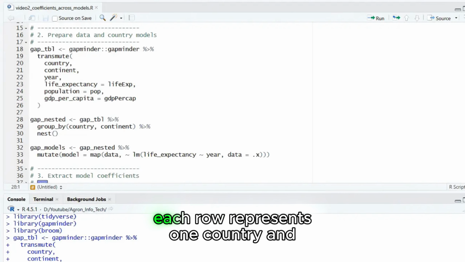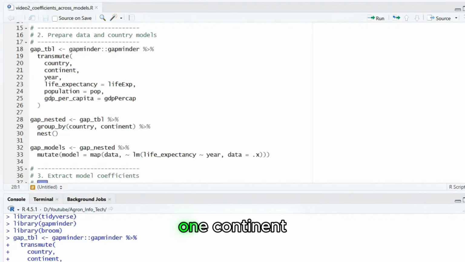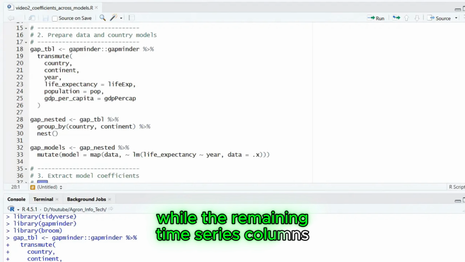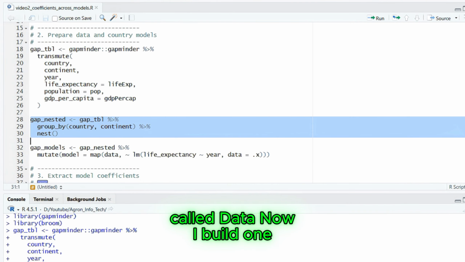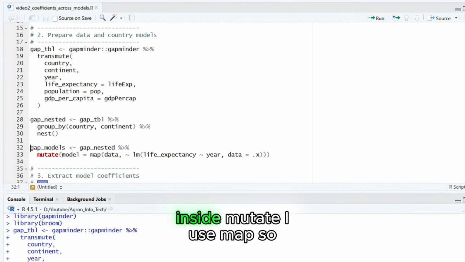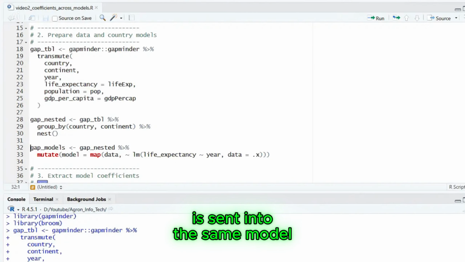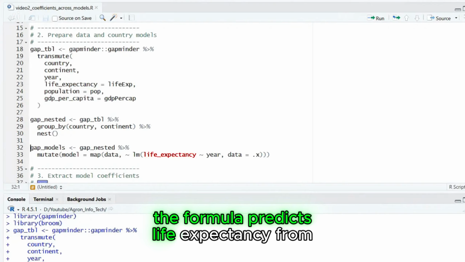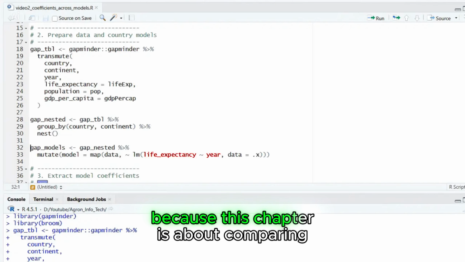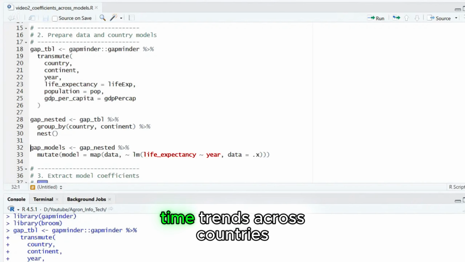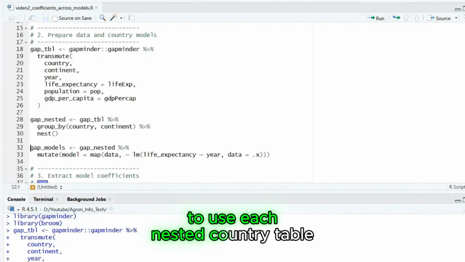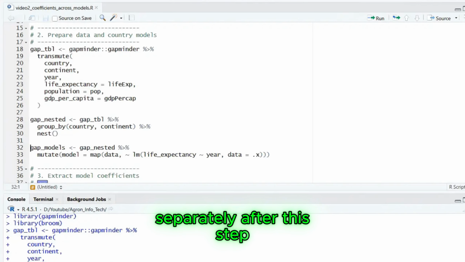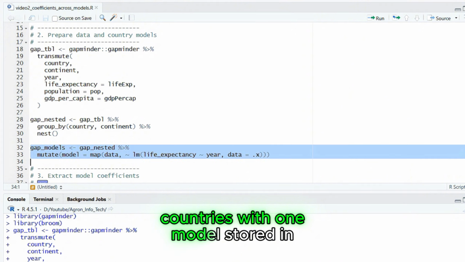After nesting, each row represents one country and one continent, while the remaining time series columns are stored inside a list column called data. Now I build one linear regression model per country. Inside mutate, I use map so that each nested tibble is sent into the same model formula. The formula predicts life expectancy from year because this chapter is about comparing long-term time trends across countries. The data argument tells the model to use each nested country tibble separately. After this step, I have a tidy table of countries with one model stored in each row.